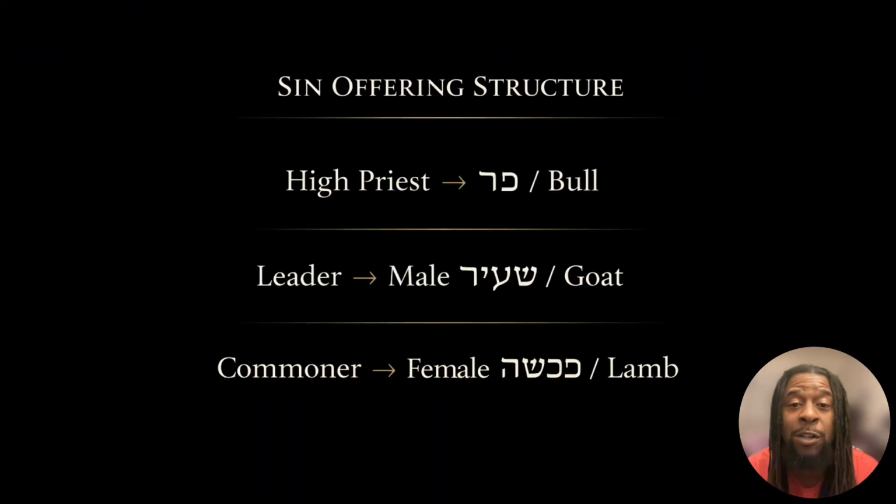Now, sin offering structure. The high priest receives a bull, okay? The leader, a male goat. And the common person, a female lamb. This system is hierarchical, and gender is legislated at specific tiers, okay? Once again, the high priest is a bull, and it has no specific male or female, only the leader and the common person. That is an interesting thing. Let us continue.